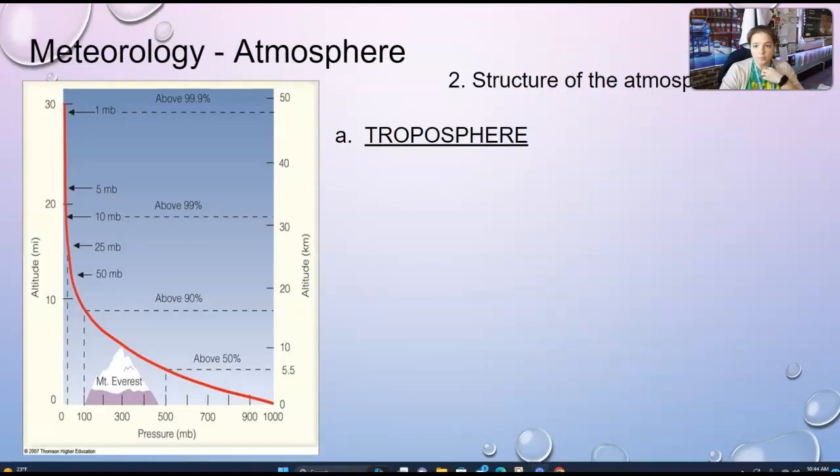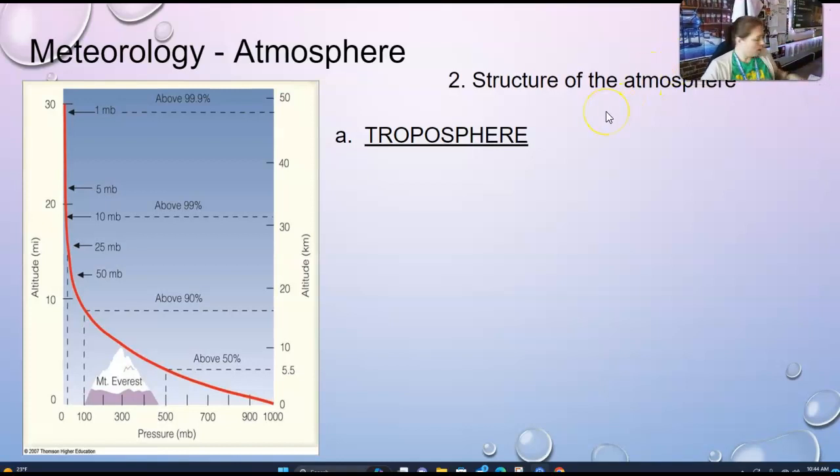So, the structure of the atmosphere, sorry, my face is in the way. This you can find on page 14 at the top, right here. Very, very important. You're going to find that. This is the structure of the atmosphere.